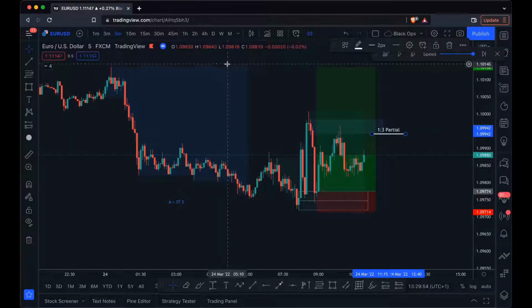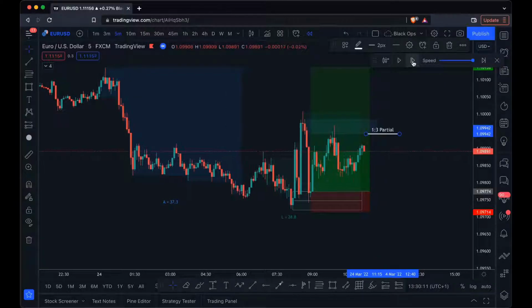And by taking partials at this order block over here, we are ensuring that we are paid. And if price does continue up to Asian high, then at least we guaranteed some profit and we were happy with whatever happened to the position, regardless if it hits take profit or if it takes you out at break even or even hits your stop loss. Now, if I play this one out a little bit, let's see what happens.